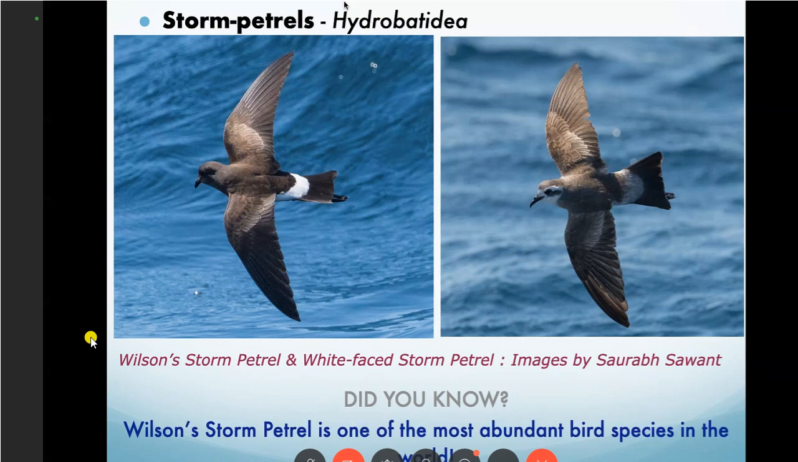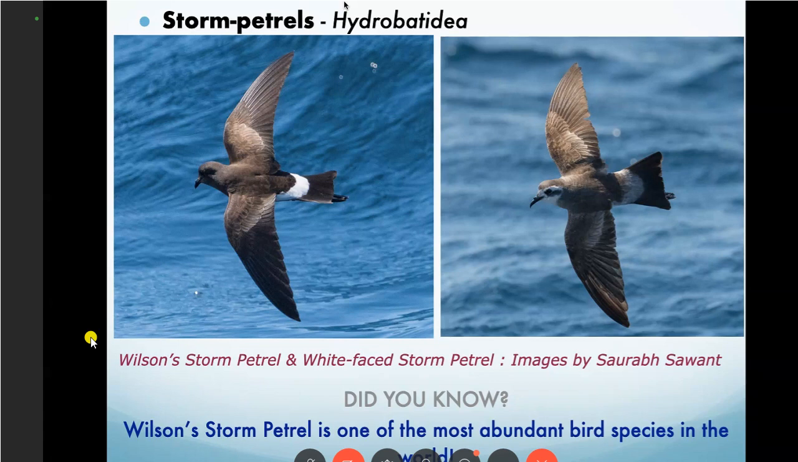Speaking of abundant bird species, we have something that we get very easily in Mumbai, which is Passer domesticus, the house sparrow. There's the bird called the red-billed quelea, which is found in Africa, which is considered to be one of the most abundant birds in the world. But Wilson's storm petrels really come close.